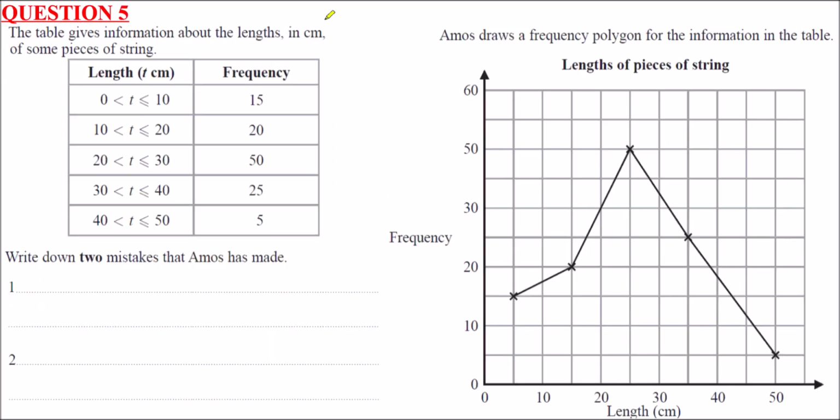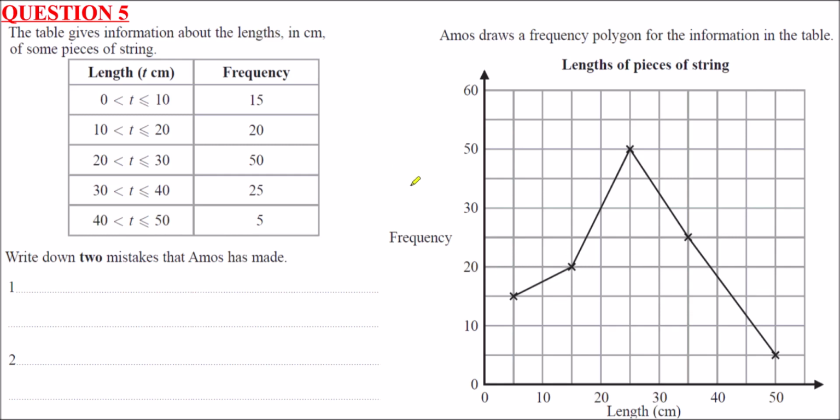Question 5, we have a frequency polygon, and we've got the table, and this table's been converted into a frequency polygon, but with 2 mistakes. So Amos has made 2 errors. Look carefully to spot them. They're not immediately obvious, at least not to me, maybe because I'm not very sharp, I don't know.